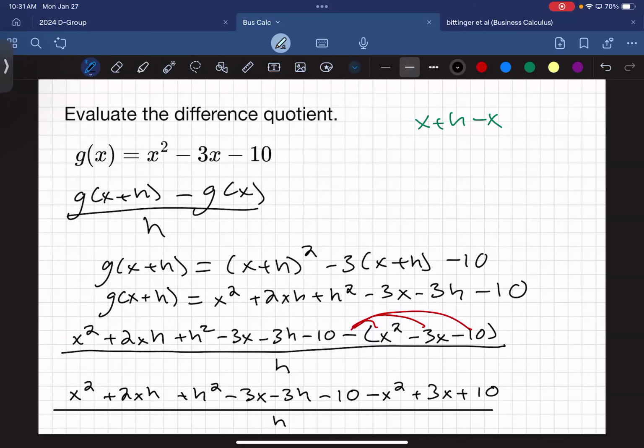The key is remember, all that I should have left right now, the only terms that should be left is any term that has h involved. Okay. So as I go through here, my x squared's gone. The 3x's are gone. And once I put the correct sign on that 10, that's gone too. Right.